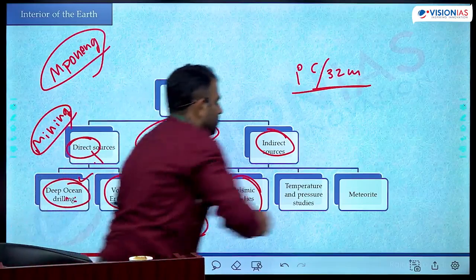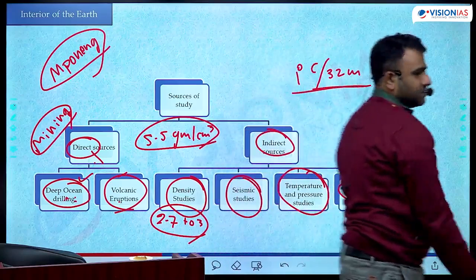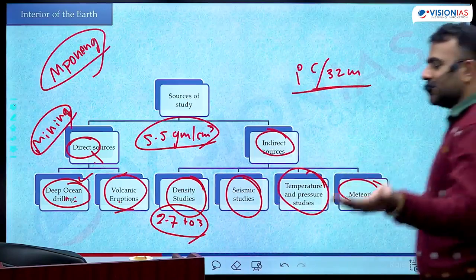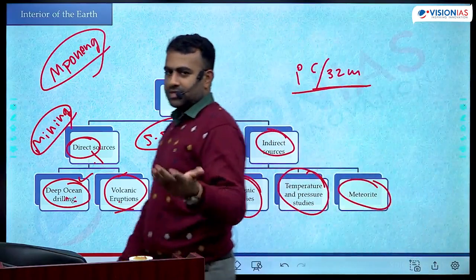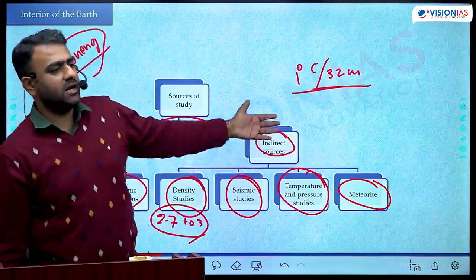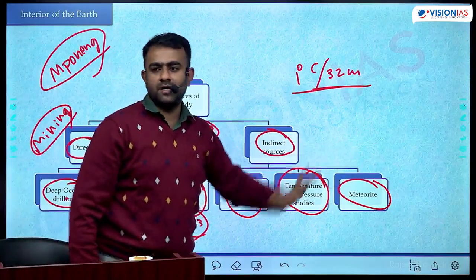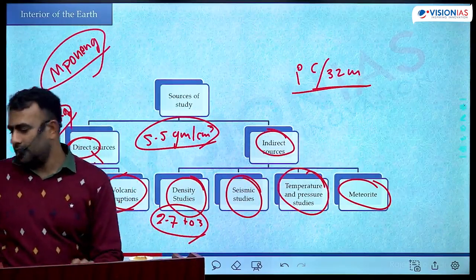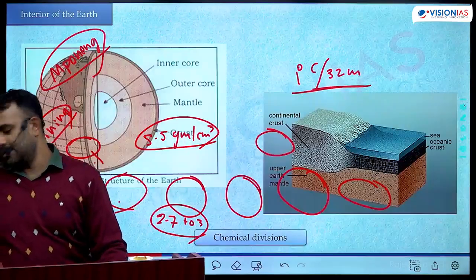मीटियोराइट तो बहुत simple है. Meteorites are the remnants of planets which will give out direct information. However, since it comes from outside the earth, this is an indirect source. बाहर से आता है ना, इसी से ही पता चला है कि Earth's core is nickel and iron, meteorite का भी core nickel और iron ही होता है. ठीक है. So these are the sources of study.